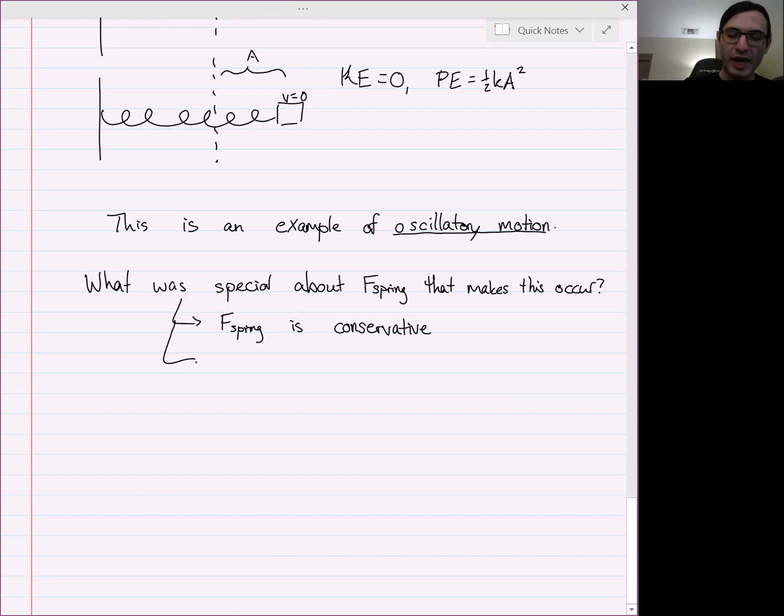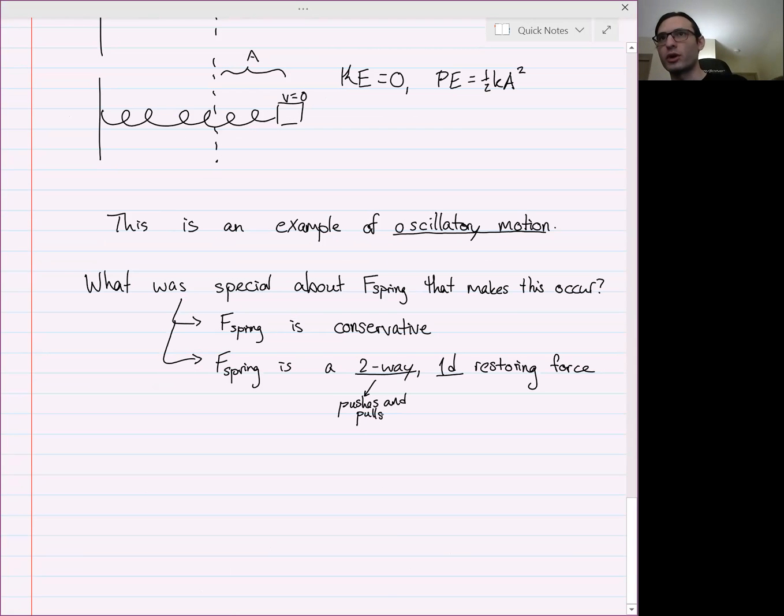However, we needed just a little bit more than that. We also need that the spring force is a two-way one-dimensional force, or one-dimensional restoring force. So the important thing here is that it's two-way, it means it pushes and pulls. You can imagine a one-way one-dimensional restoring force that's like a spring that doesn't compress. So like it's at equilibrium. It will pull back on you if you try to stretch it, but it won't push back on you if you try to compress it. So that wouldn't work, because then it would pull you towards the center, and then you would just go and hit the wall. It needs to be two-way. It needs to pull and push.